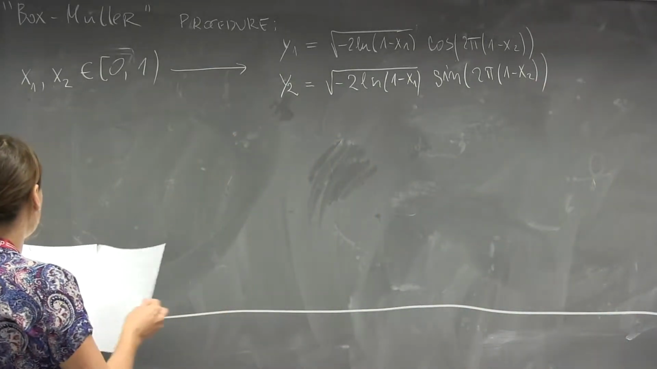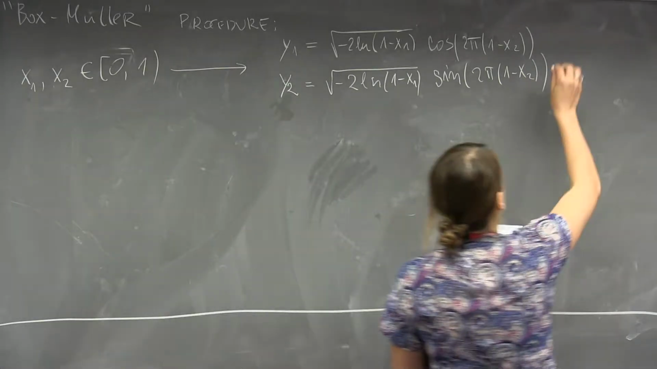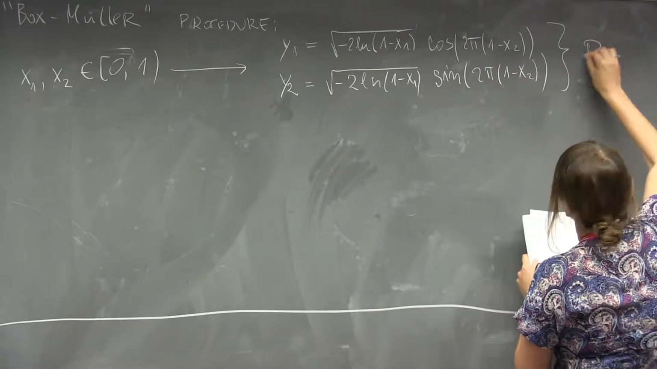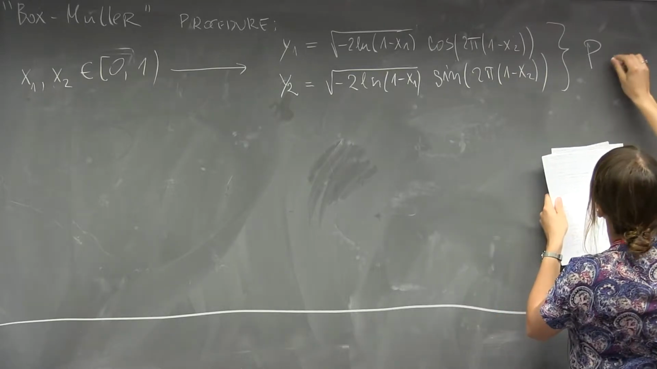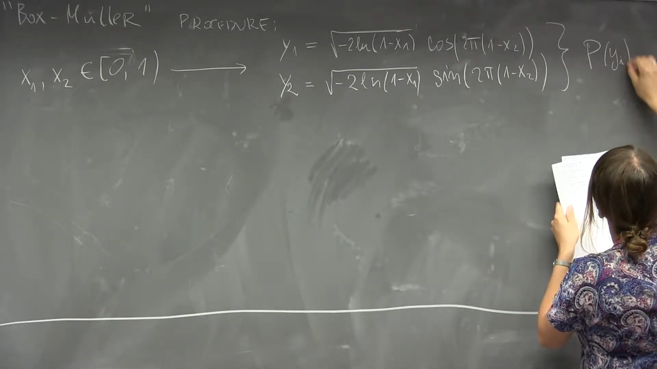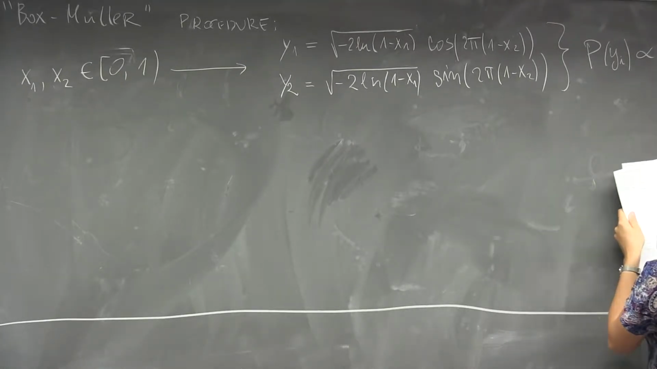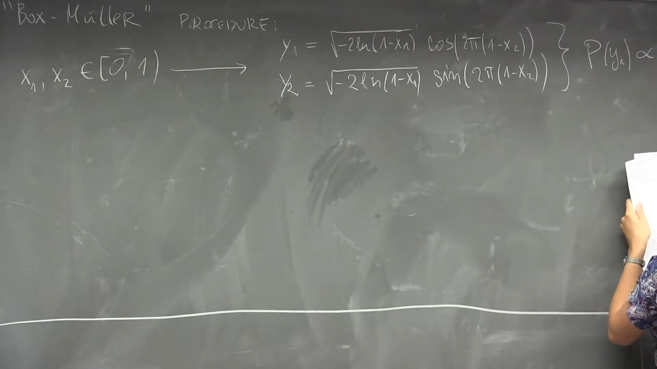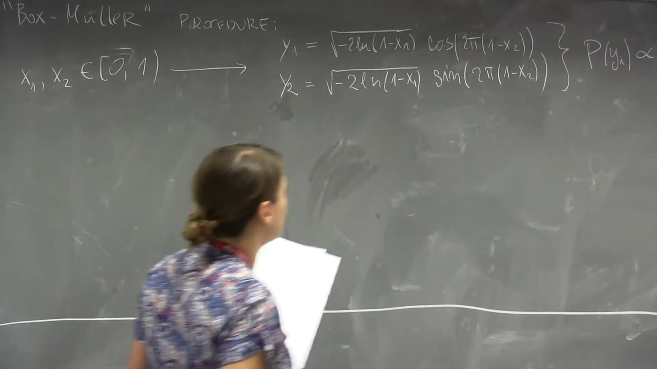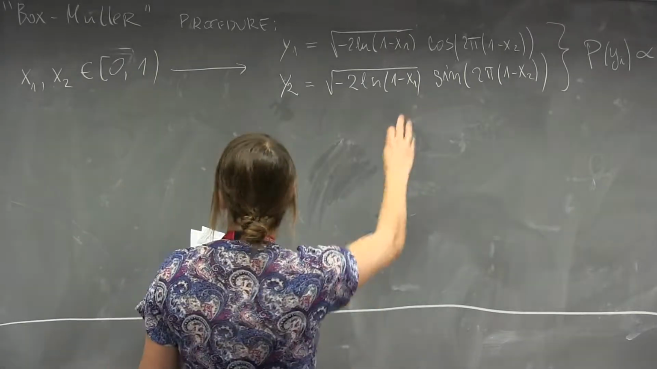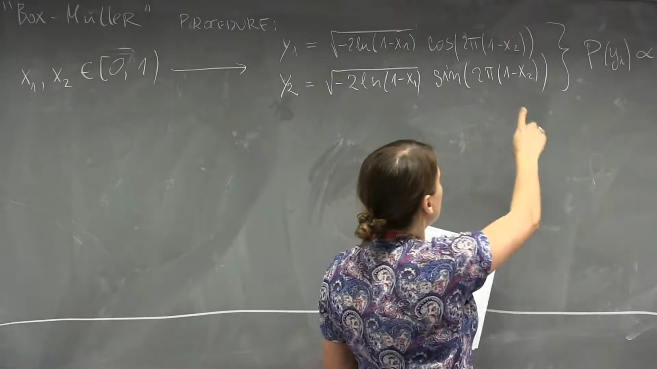Then it turns out that these yi variables are drawn according to our wanted normal distribution. And you can demonstrate this rather easily.